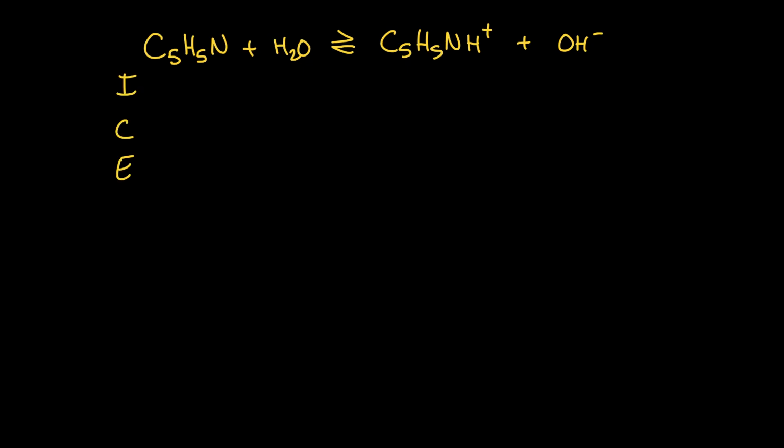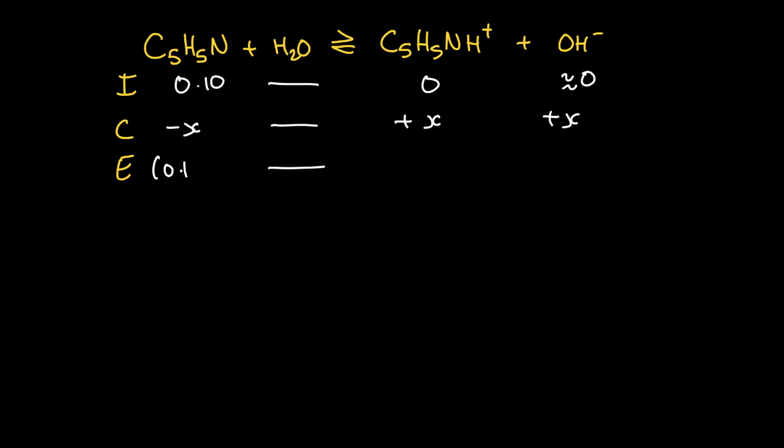Then we set up our ICE chart. Initially we're using a concentration of 0.1 moles per liter. Water is a pure liquid, so we're going to ignore it. We assume the hydroxide concentration is 0 to begin with, and of course this would be 0. We fill out the ice chart: minus X, plus X, plus X. At equilibrium: 0.1 minus X, X, and X. And we were told Kb was 1.7 times 10 to the minus 9.